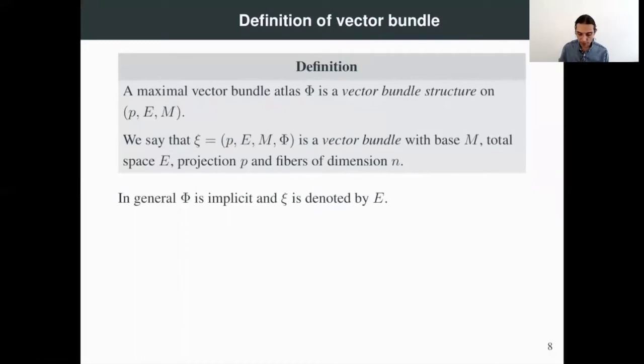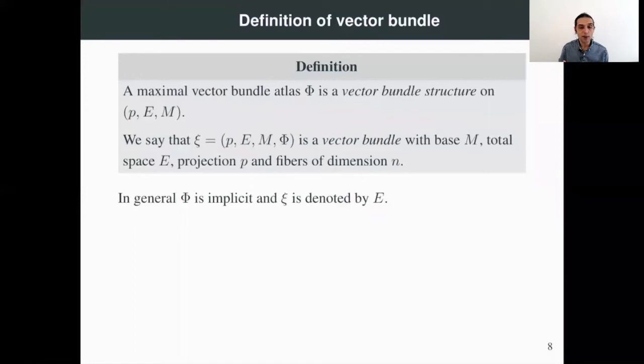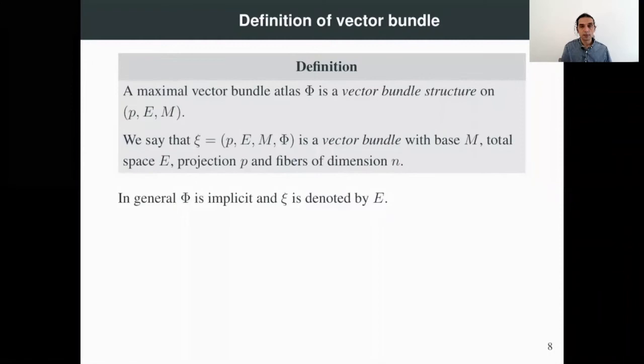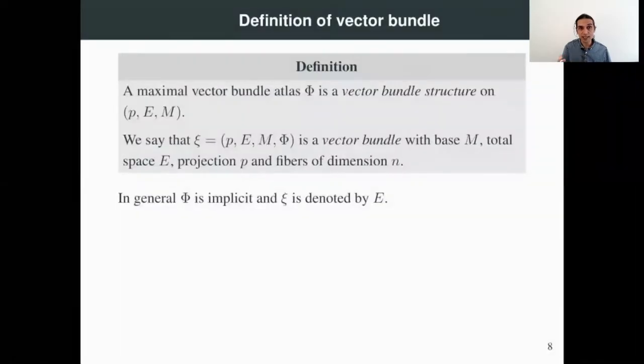And many times the vector bundle C is denoted by E, in the same way as its total space, even if of course this is just an abuse of notation. Let us point out that a C^r vector bundle is a C^r manifold. Indeed, in our definition, we are requiring that the coordinate changes between different vector bundle charts are C^r diffeomorphisms. So in particular, a C^r vector bundle is always a C^r manifold.